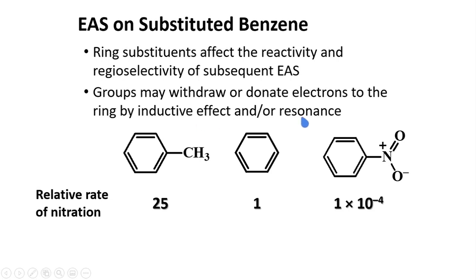Another is by resonance effect, wherein a group can donate electrons or withdraw electrons from the ring via the pi system. Resonance effect is not affected by distance. And so in our case, toluene has the highest rate of nitration, given that the methyl group can donate electrons to the ring by hyperconjugation. And nitrobenzene has the lowest rate of nitration because the nitro group is known to be an electron withdrawing group. It can withdraw electrons by resonance effect.